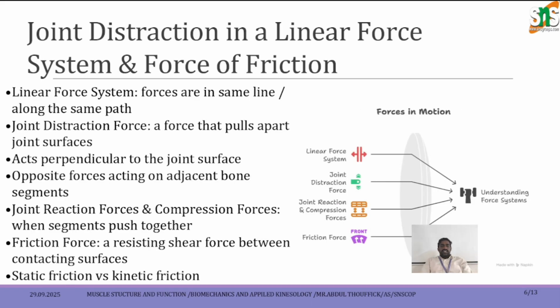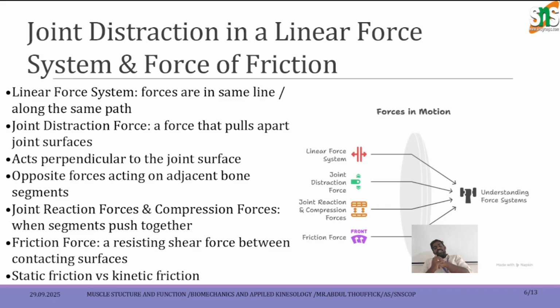So joint distraction in a linear force system and force friction. A linear force system is where forces are in the same plane along the same path. Joint distraction is a force that pulls apart the joint surfaces, acting perpendicular to the joint surface. Opposite force acts on adjacent bone segments. Joint reaction force and compression force occur when segments are pushed together.